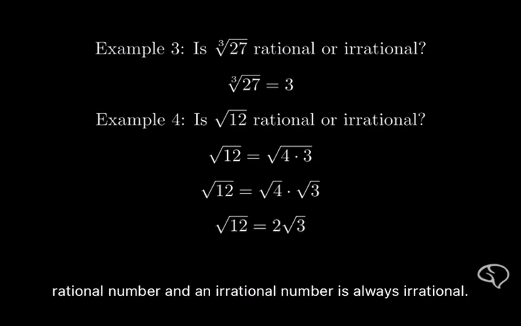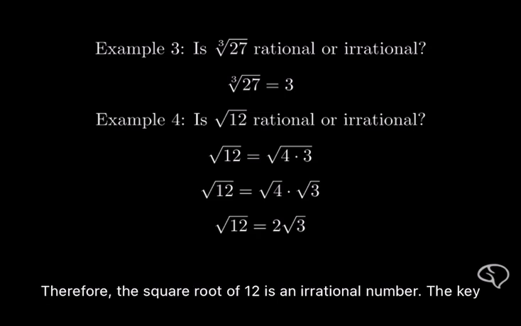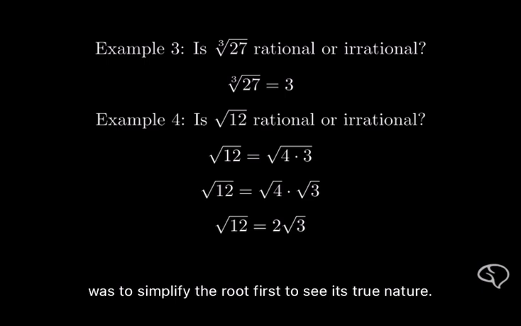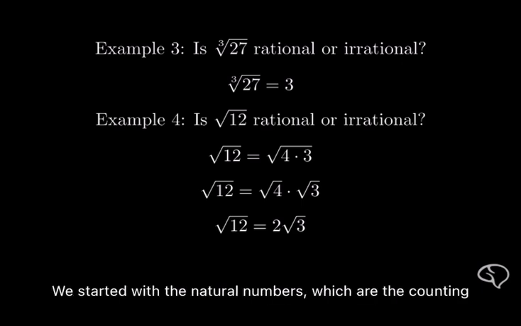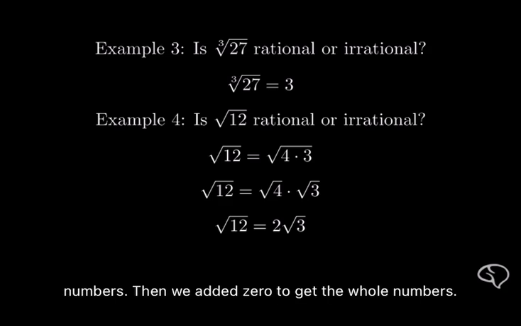Now we have a rational number, 2, multiplied by an irrational number, the square root of 3. The product of a non-zero rational number and an irrational number is always irrational. Therefore, the square root of 12 is an irrational number. The key was to simplify the root first to see its true nature.